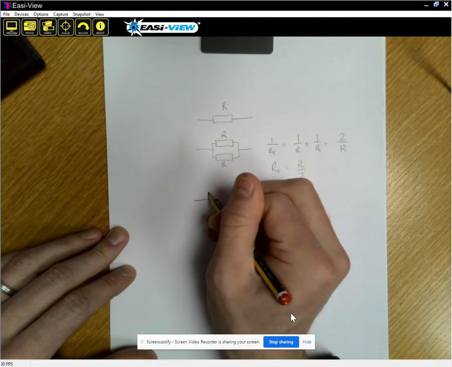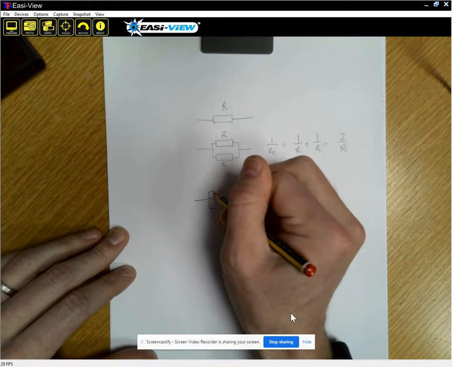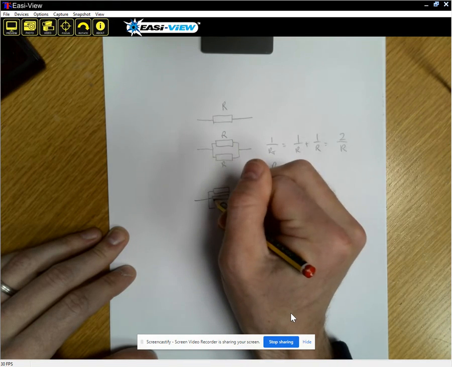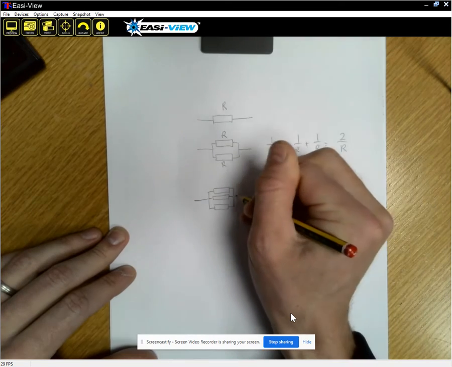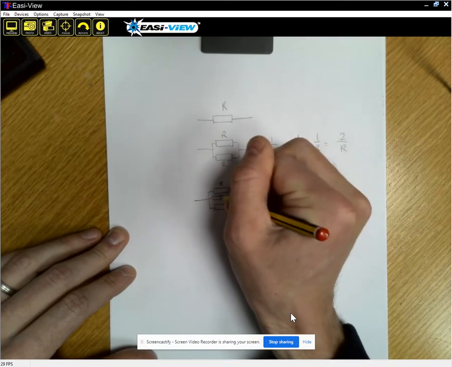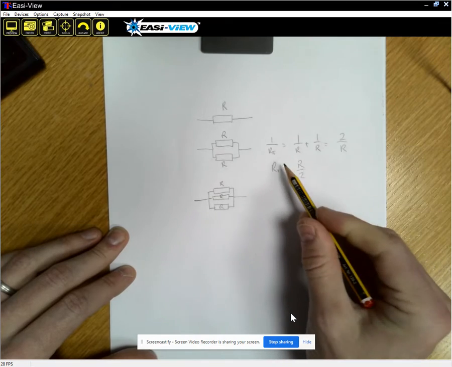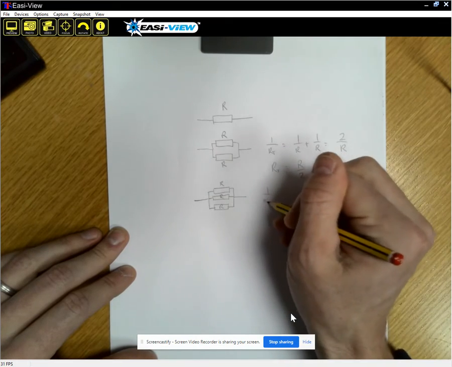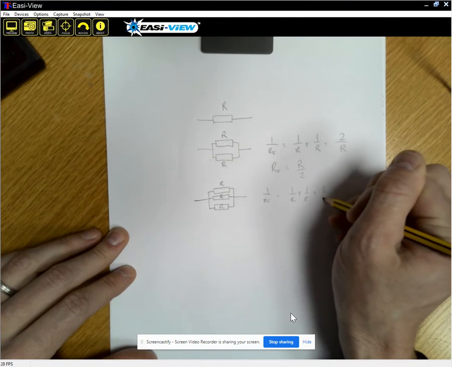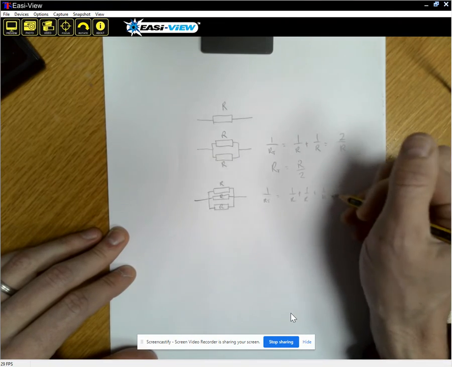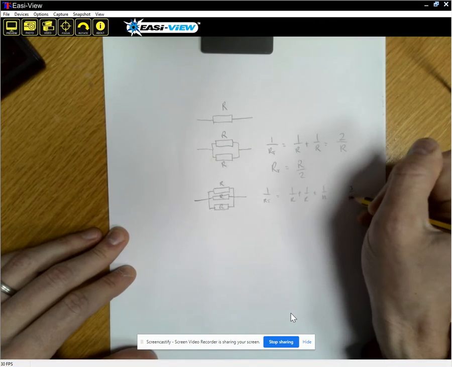Then if I put 3 in, I've now got 3 paths, so it's 3 times as easy for the current to flow for the same voltage. So there's 1/3 of the resistance, and again I can do the 1 over RT is 1 over R plus 1 over R plus 1 over R, and keep going. And for this one, I'll end up with 3 over R.